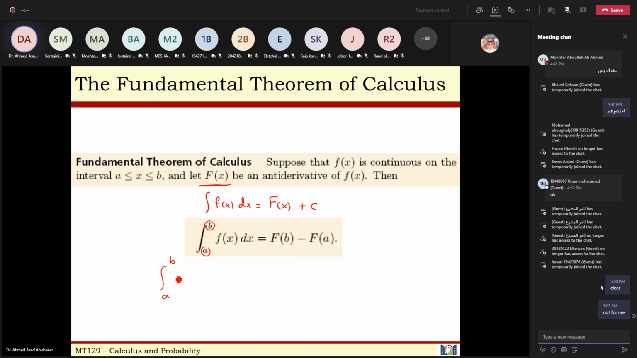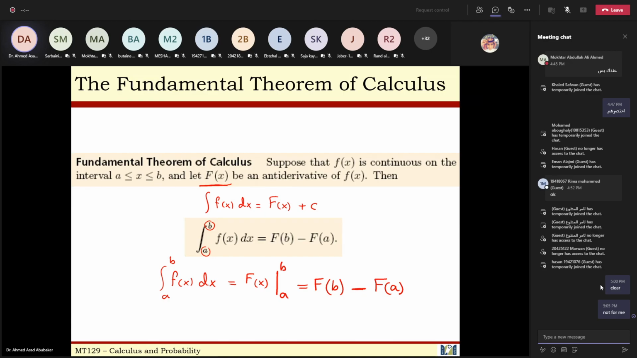But if we have lower and upper values, or bounds for integration, from a to b of f of x, after finding the antiderivative, we need to substitute b and a. So this is equal to substituting b in capital F, so we have capital F of b, minus, always minus, substituting a in capital F, so we have capital F of a. So we have F(b) minus F(a), and there is no need to put plus c.